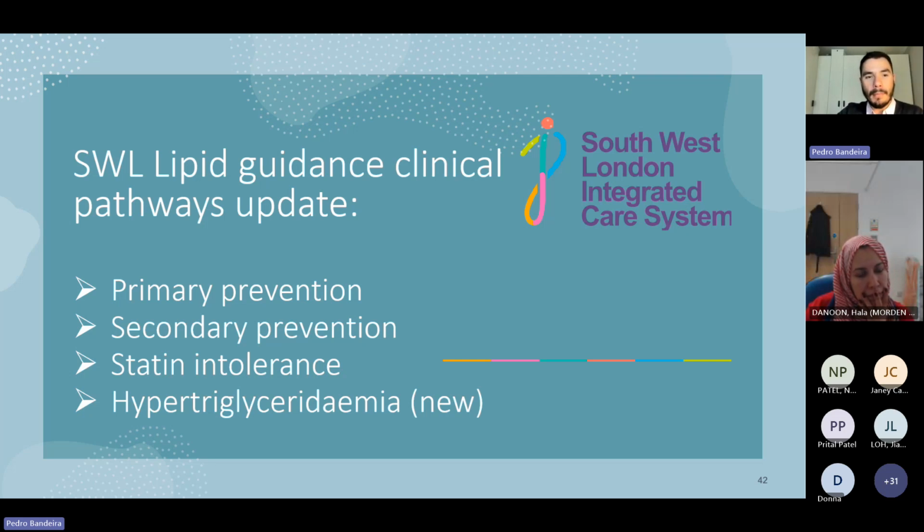Just to summarize the main points from the South London Lipid Guideline, which was approved in October last year. Just to note that the guideline was approved before the NICE CG236 was published in December. So the LDL target is slightly different. NICE recommended LDL targets below 2 as a cost-effective measure for the secondary prevention cohort. However, the guideline also suggests that the lower the LDL, the better in most cases.